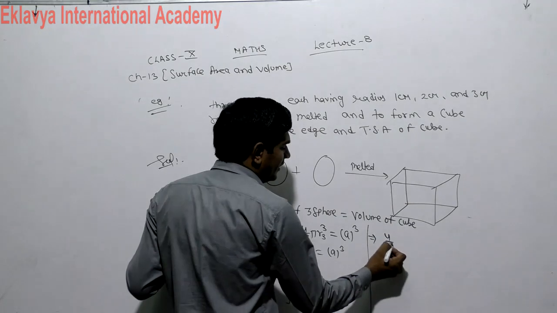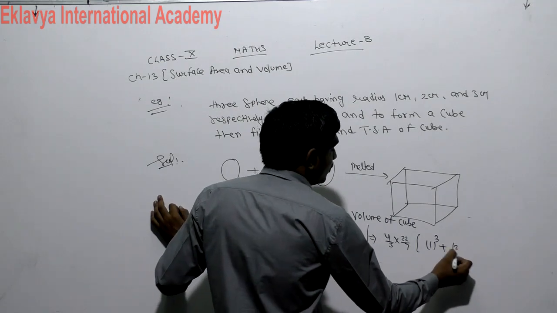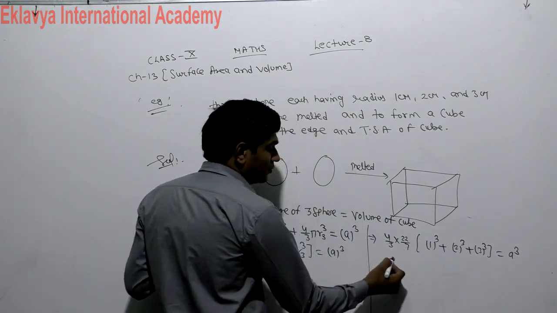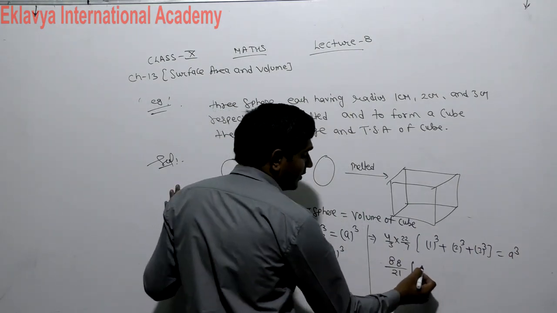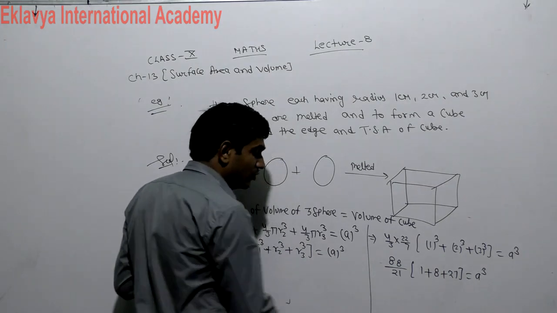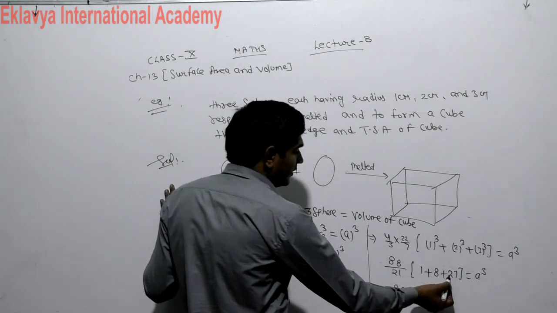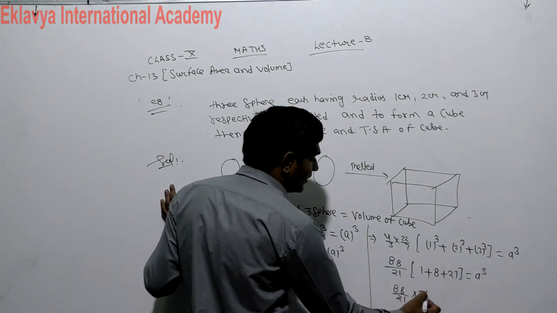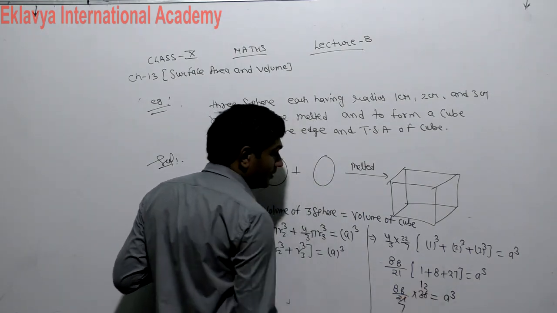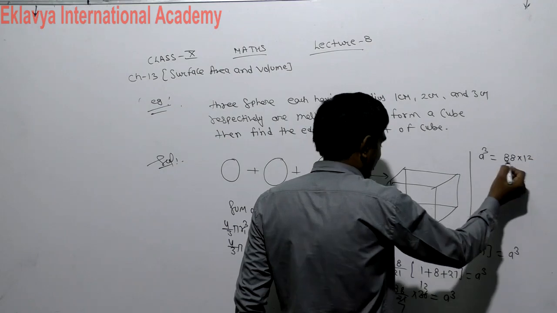So 4 upon 3 multiply 22 upon 7, 1 power 3, then 2 power 3 and then 3 power 3 is equal to a cube. So here 88 upon 21, 1 power 3 is 1, 2 power 3 is 8, 27, which is equal to a cube. So 88 upon 21 multiplied by, after adding, 36 is equal to a cube. Here 7, 12. So from here a cube is equal to 88 multiplied by 12 upon 7.